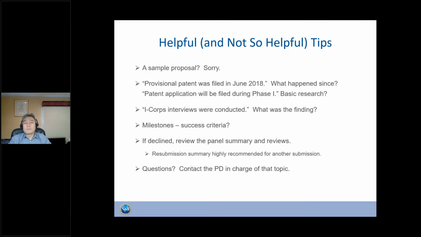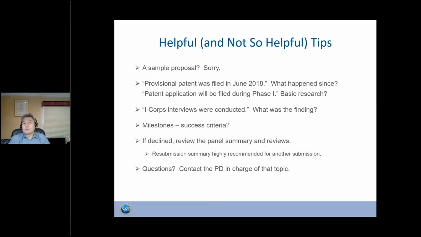relatively quickly. So instead, I think the best thing to do is to follow the solicitation guideline very carefully. We do provide a lot of details there. That's probably the next best thing to a sample proposal. We've also seen companies that talk about a provisional patent that they filed several years ago, and don't really talk about what happened since. There has to be some follow-up to this.